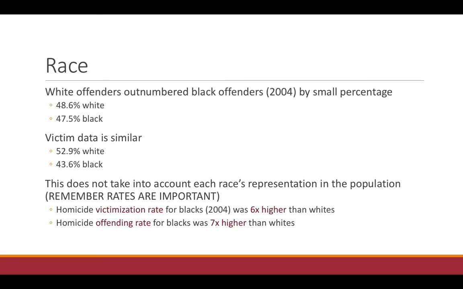In terms of race, white offenders outnumber black offenders by a small percentage, and the victim data is pretty similar. But remember that we still want to think about rates, because this is the percentage of offenders that are white or black and percentage of victims that are white or black. That doesn't take into account how many white and black people are in the actual population. So the homicide victimization rate for blacks is 6 times higher than whites. So blacks are 6 times more likely to be a victim of homicide than a white person. And their offending rate is 7 times higher. So they're 7 times more likely to be an offender than a white person.